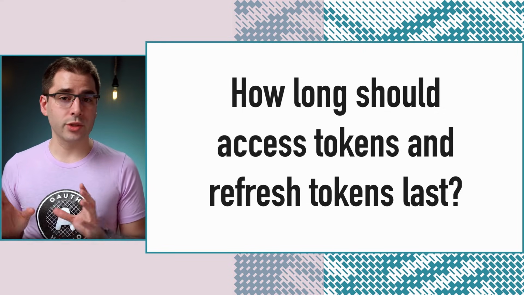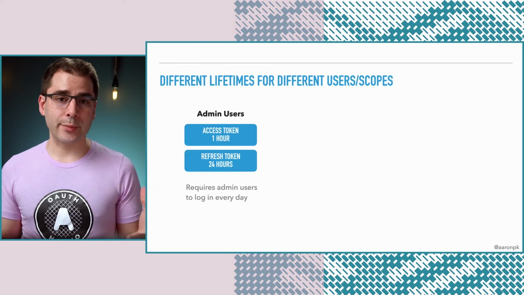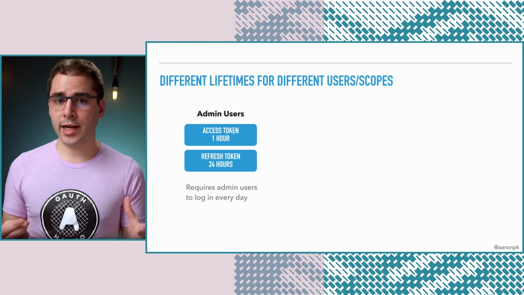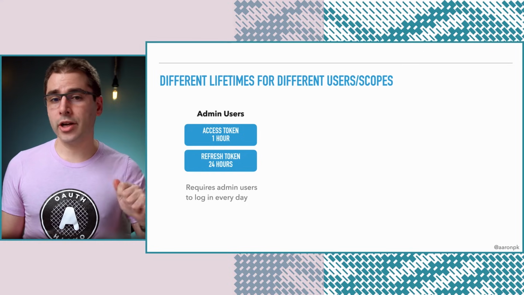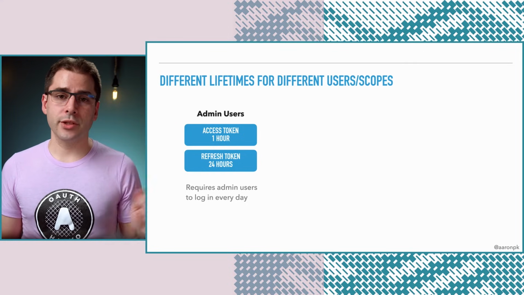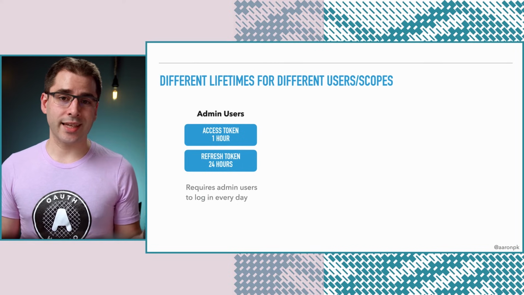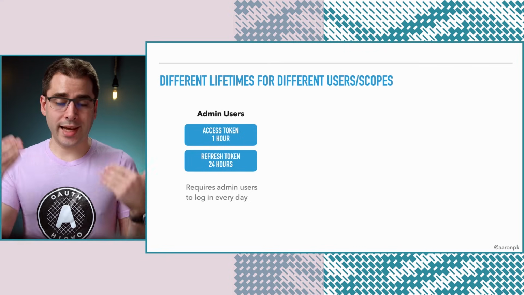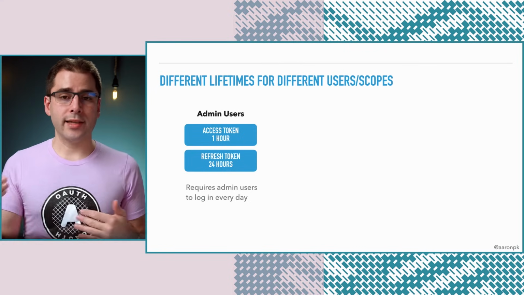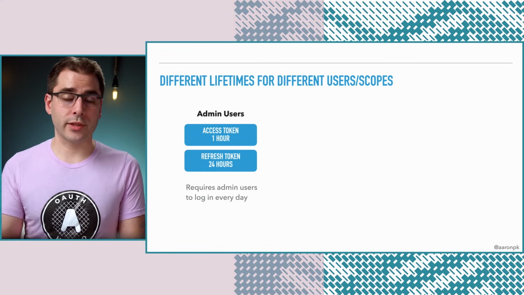And the good news is you don't have to make only one decision. For example, you might decide that your admin users, who have more privileges in the system and are higher risk, you might want to go higher on the security spectrum for them. So you give them shorter access token lifetimes and refresh tokens that are capped at 1 day. That basically forces the user to be at the computer once a day, and the application can't keep using refresh tokens without the user being there.